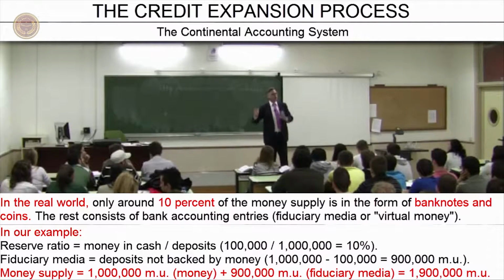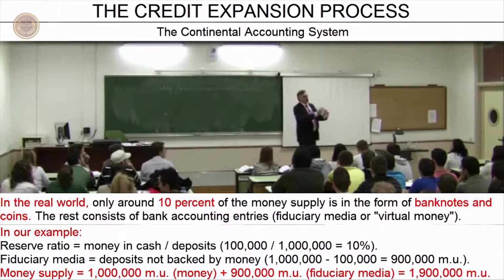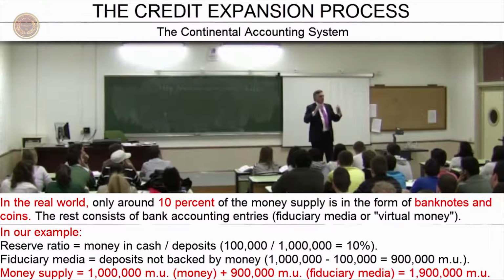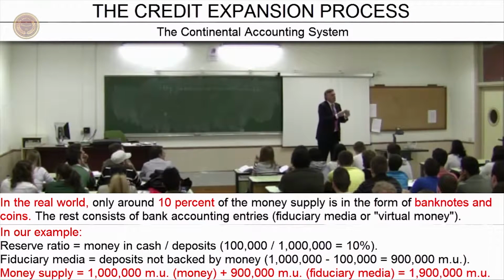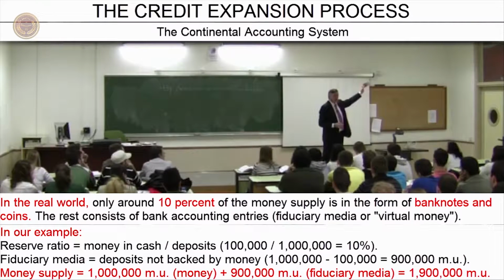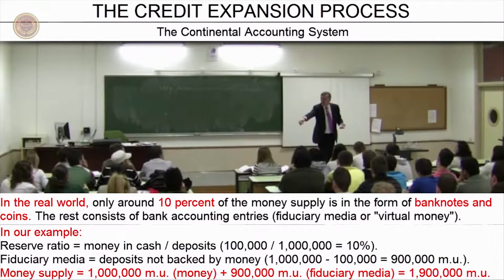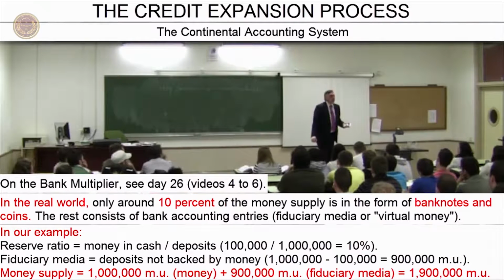Now, looking to the end result, I am saying that in Europe and in the United States, and in general in Western economies, and in Japan as well, with minor variations, only around 10% of the money supply is in the form of cash, and the rest consists of accounting entries. In other words, the expansion of fiduciary media is much greater than what we have just reflected in these entries.